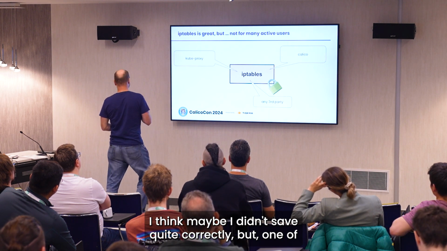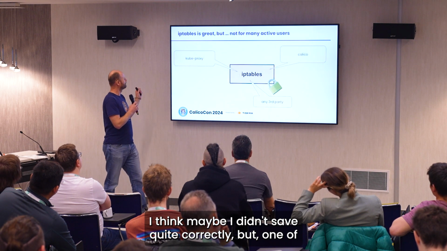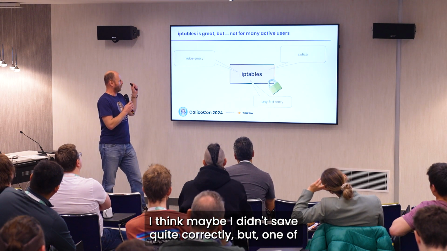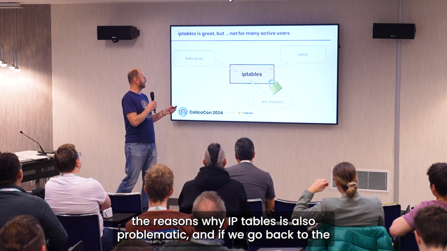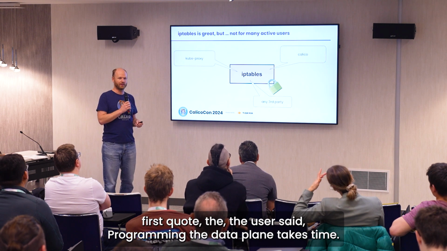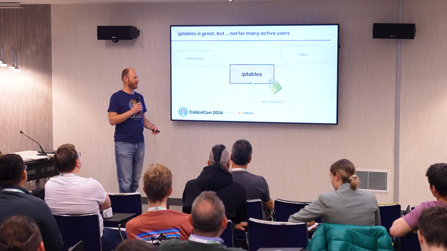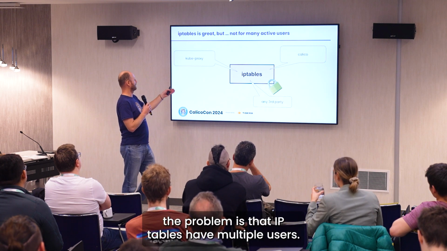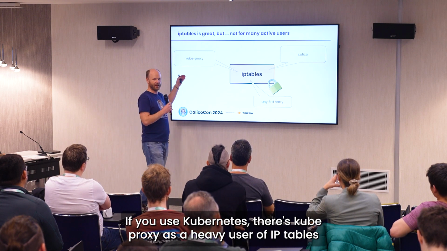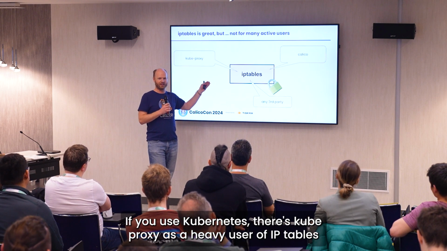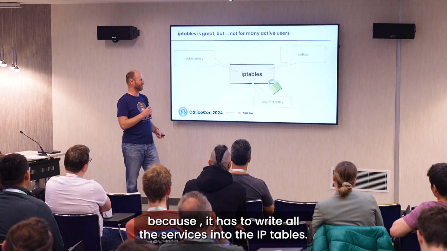I think maybe I didn't say it quite correctly, but one of the reasons why IP tables is also problematic, and if we go back to the first quote where the user said, programming the data plane takes time. The problem is that IP tables have multiple users. If you use Kubernetes, there's kubeproxy as a heavy user of IP tables because it has to write all the services into the IP tables.